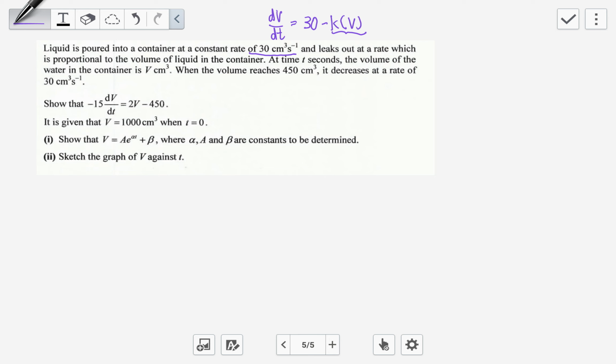When the volume reaches 450 cm³, it decreases at the rate of 30 cm³ per second. That means dV/dt, when V equals 450, is equal to the rate, which is 30 cm³ per second. Okay, so we are asked to show this. Alright, it's quite a straightforward question once you're able to form this differential equation.